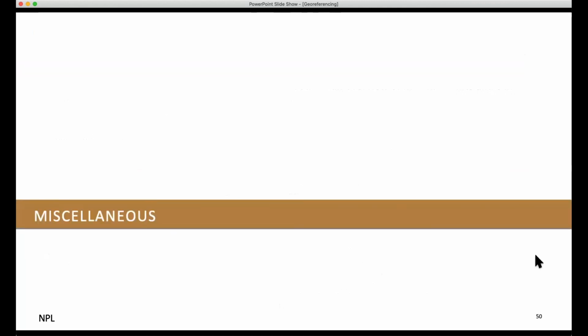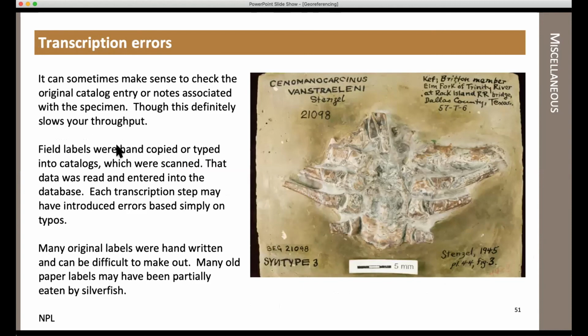All right, I'm about done here. One thing I wanted to mention were transcription errors. So there was data associated with the specimen or in field notebooks. And here's an example that you never come across. This is really abnormal. This is an incredibly good one.